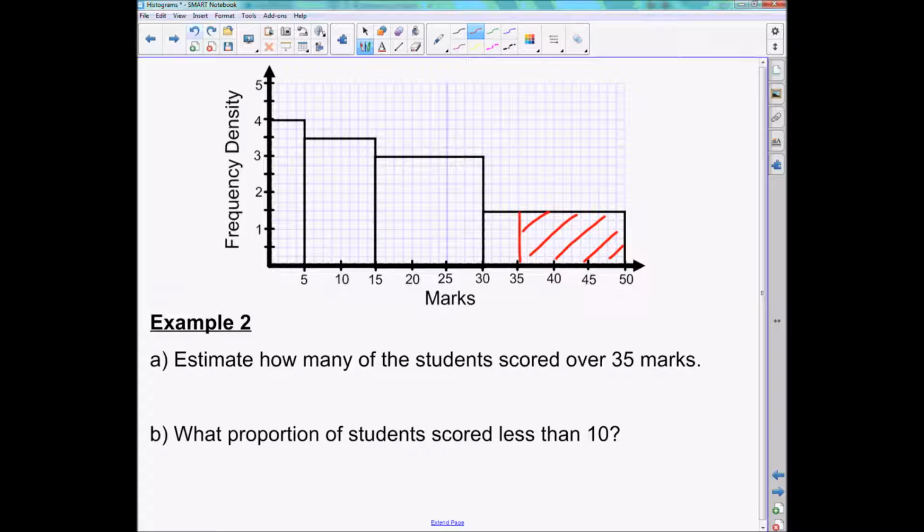Now, in order to find how many students are in that section, I need to calculate the frequency. Now, the frequency, if you remember, is the frequency density, where in this section it is 1.5, multiplied by the class width. Now, the class width of this section is from 35 to 50, which is 15. Now, if I do 1.5 times 15, then I get an answer of 22.5. So as this is an estimate, I'm going to round this to the nearest person, which is 23.